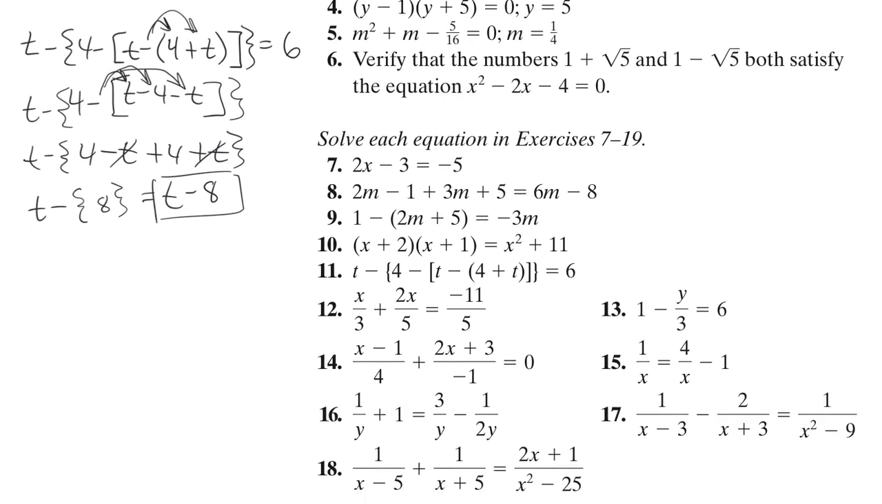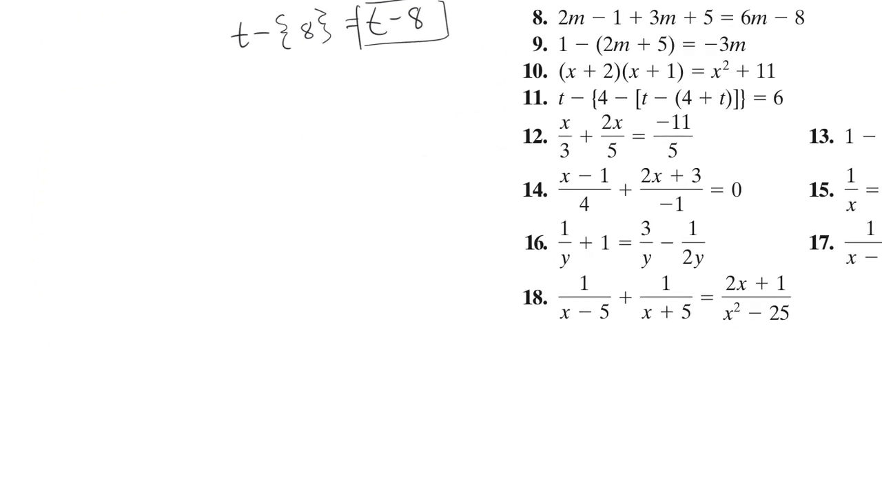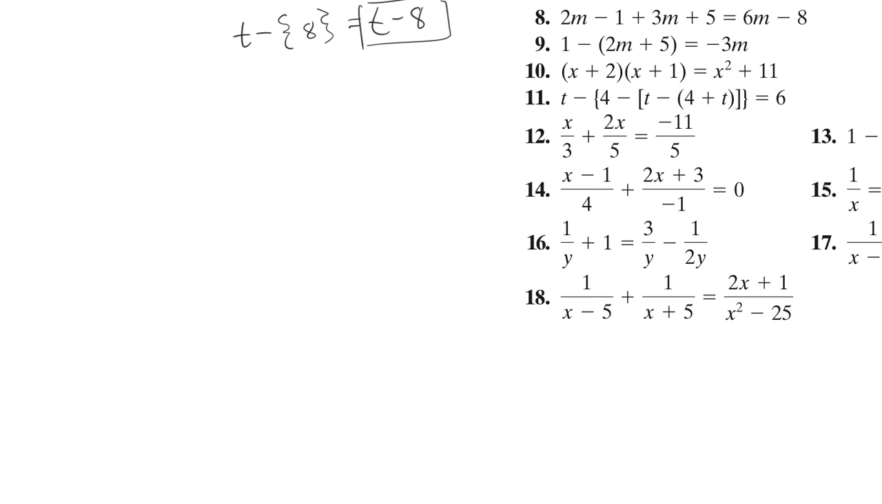Okay, let's do 14 and then 16. So 14, usually these even numbered questions are harder than the odd ones, and the answers to the odd ones are in the back of the book. So we have x minus 1 over 4 plus 2x plus 3 over negative 1 equals 0. Let's multiply everything by negative 4. I realize it could just be 4, so I'll multiply everything by 4.